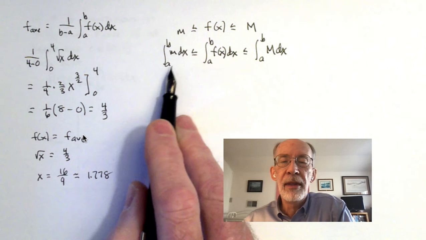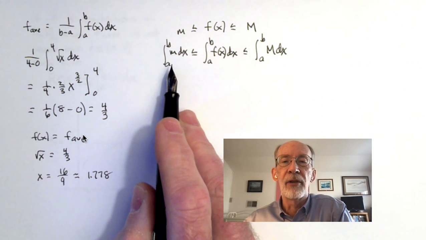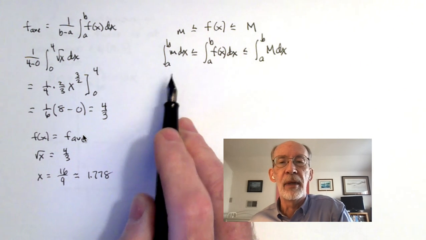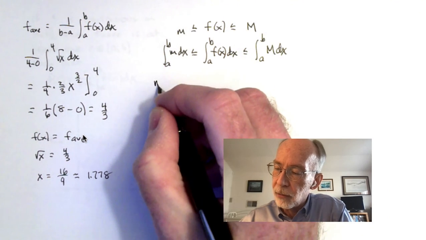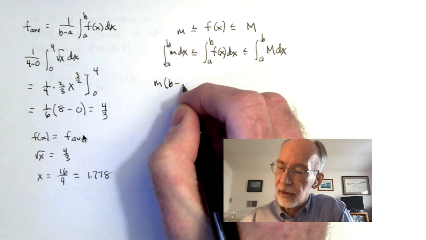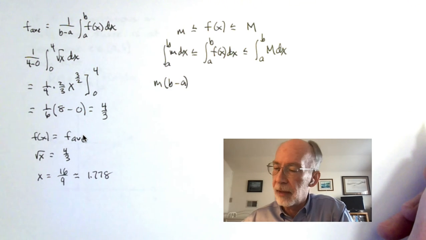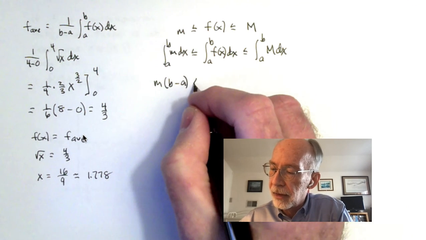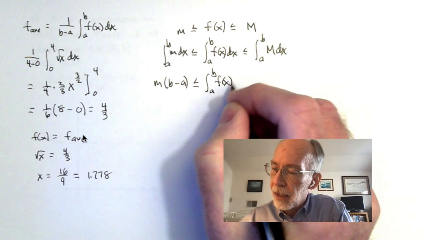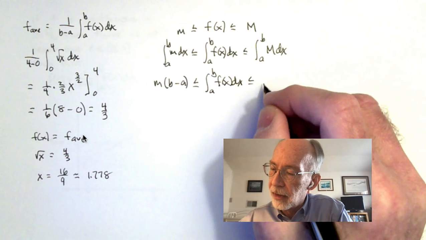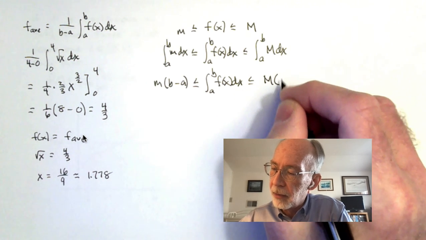But now, this integral just represents the area of a rectangle that has a height of m and a width of b minus a. So if I were to go to the bother of working it out with the fundamental theorem, which I certainly could, I would get little m times quantity b minus a. This is still the integral from a to b of f of x dx. And in a similar fashion to the far left, this is big M times b minus a.